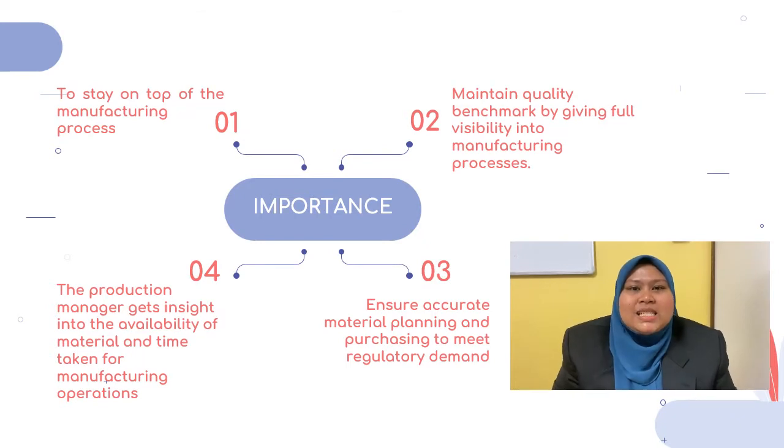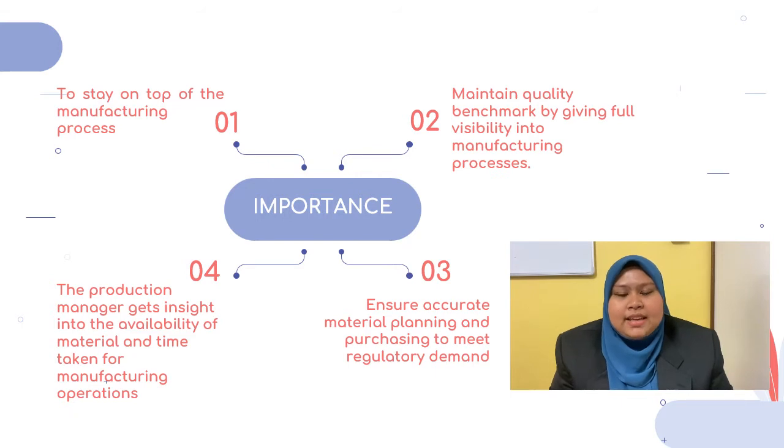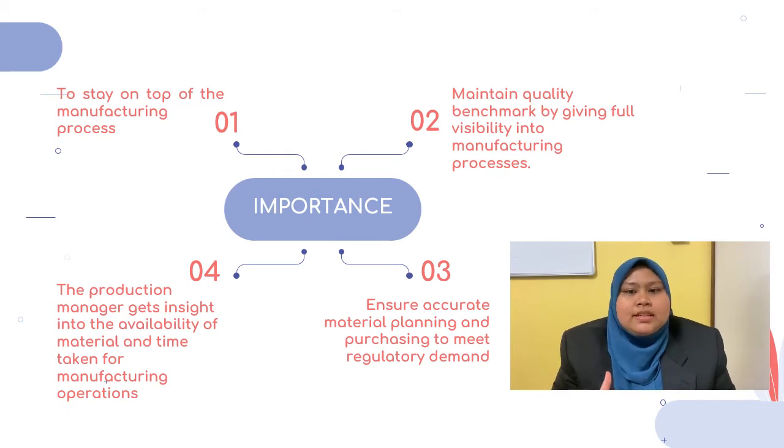Next, I will explain about the importance of material requirement planning. Firstly, to stay on top of the manufacturing process, the proper material requirement planning setup helps the companies to achieve their main goals. The main goals are capital preservation and effective use of the working capital. Next, maintain quality benchmark by giving full visibility into the manufacturing processes.